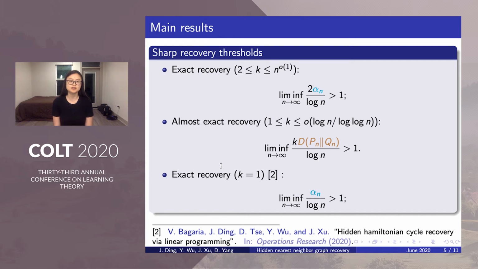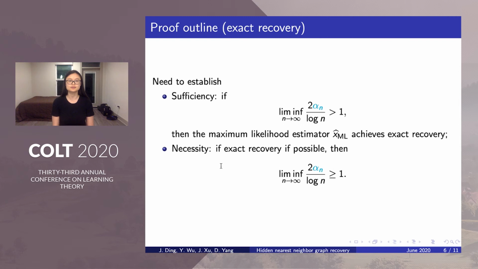So next, I would like to go through some outlines of the key steps in the proof, which will hopefully provide some intuition on why the sharp recovery thresholds are the way that they are. We're going to focus on exact recovery, and we need to establish both the sufficiency and the necessity conditions. The necessity direction is easier to see, so let's start with that.